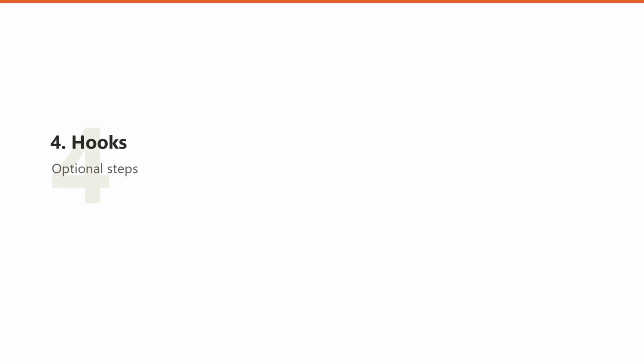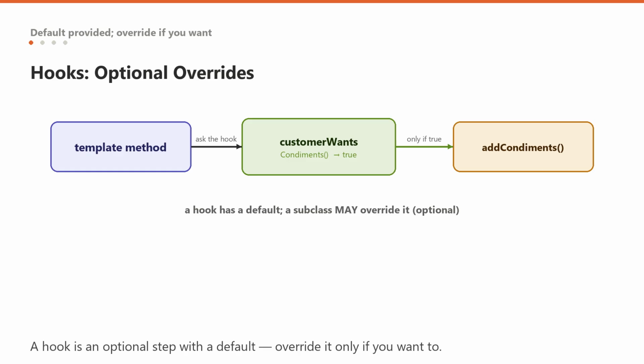Concept 4. Hooks. There's a third, optional kind of step, called a hook. A hook is a method in the base class with a default implementation, often empty, that a subclass may override, but doesn't have to. Hooks let subclasses optionally influence the algorithm at certain points. For example, a hook called customerWantsCondiments could return true by default, and the template method only adds condiments if that hook returns true. A subclass could override it to ask the user, or to skip condiments entirely. Abstract primitive operations must be implemented. Hooks are optional. Together they give you exactly the right amount of flexibility.